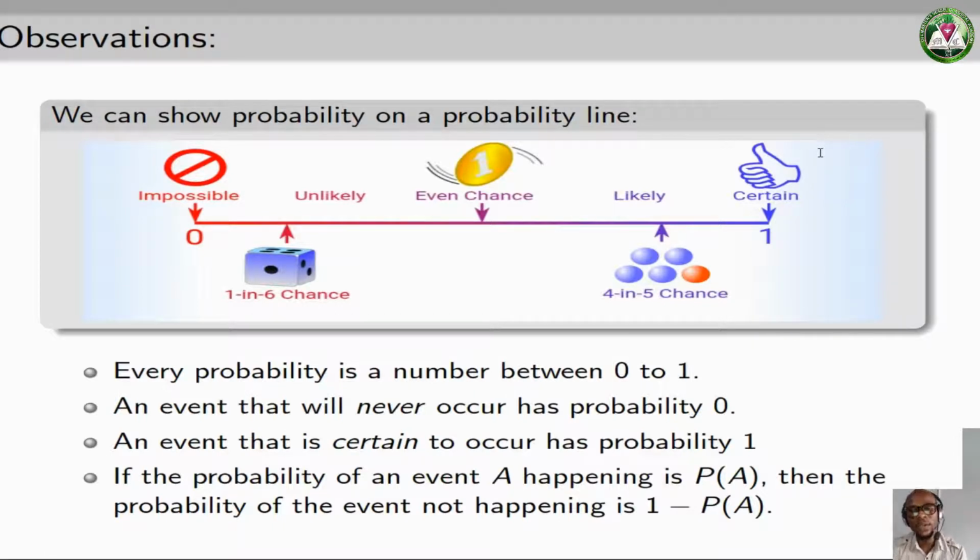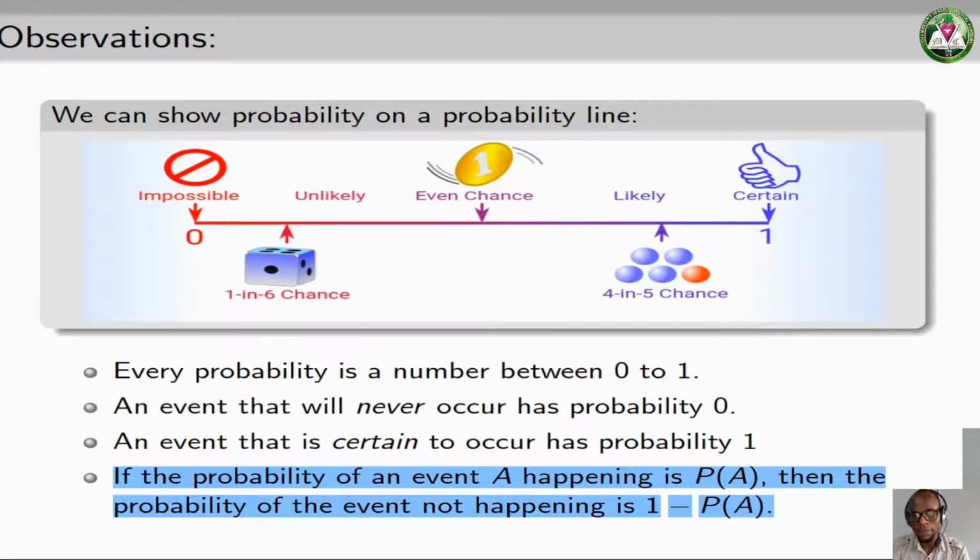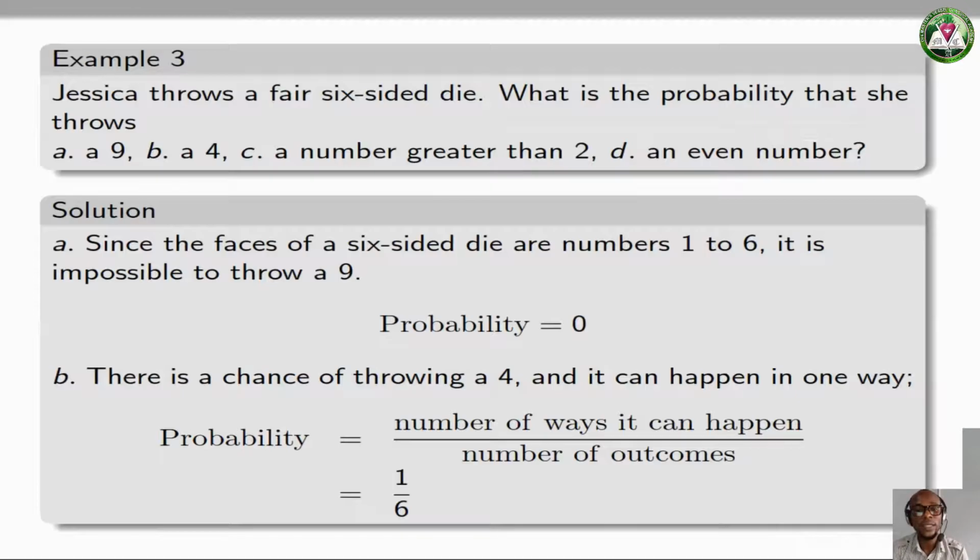And an event that will never occur has a probability of 0, which we've mentioned earlier. An event that is certain to occur has a probability of 1. Then when there's an even chance, let's say it may happen, it may not happen, we call it an even chance. That's between 0 and 1, at the middle there, 0.5. Now, this is very important: if the probability of an event A happening is P(A), then the probability of the event not happening, its negation, is 1 minus P(A). We'll see this in subsequent examples.